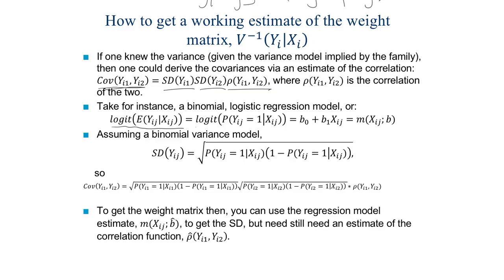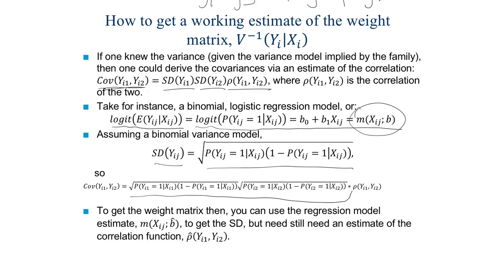So here, let's say this is my model. And the linear part I always call m(x_ij, b), so it's a function of the covariates and the coefficients. The standard deviation is given by the model. In other words, once I have an estimate of the mean, it estimates the variance using this standard deviation, which is the square root of p times 1 minus p, or square root of mu times 1 minus mu. And so I can write the covariance this way.